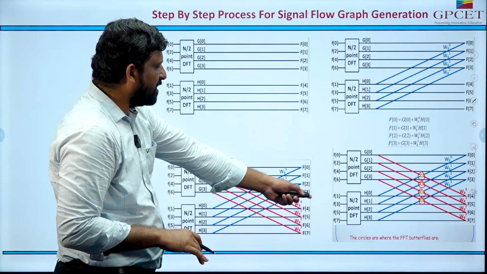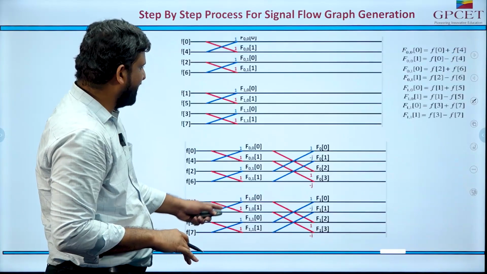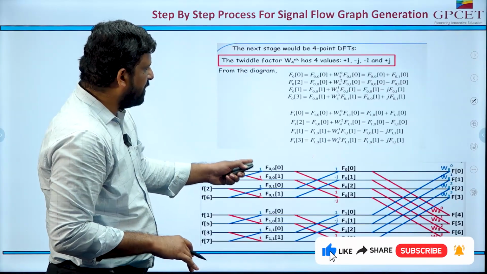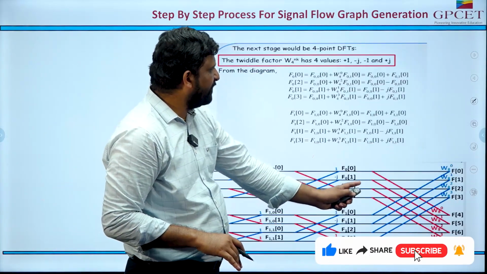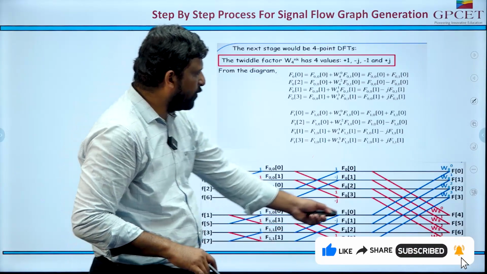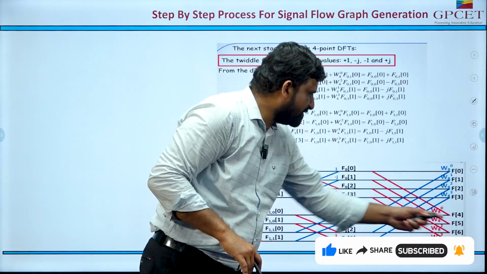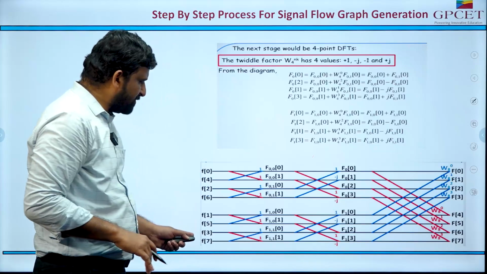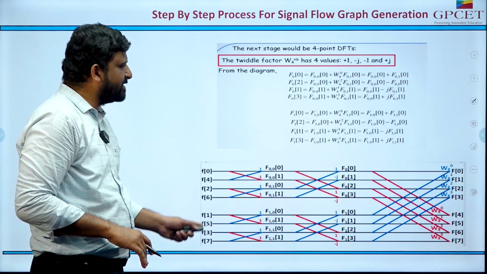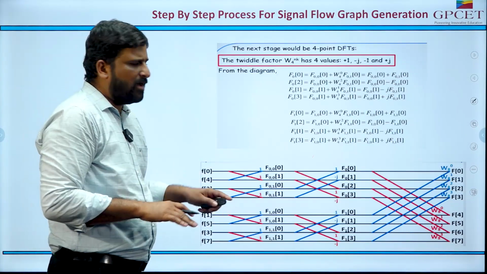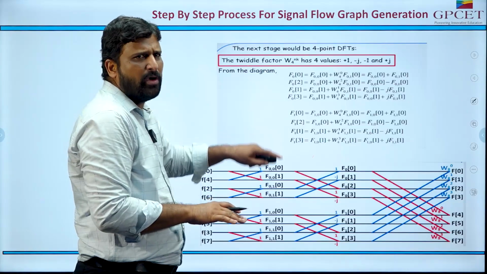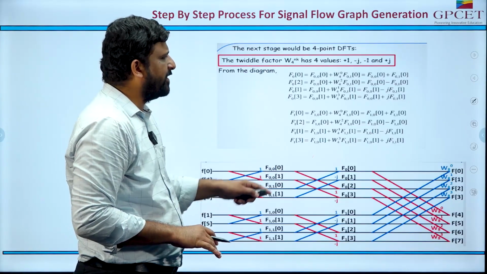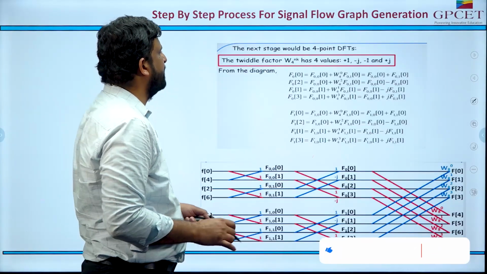So that circles are where the FFT butterflies. And finally, this is the finalized diagram. If the problem is given, how are we going to get the value? The input sequence is given, and how are we going to get this equation? That means, how is this going to be represented? I have taken a small diagram to make it easy.